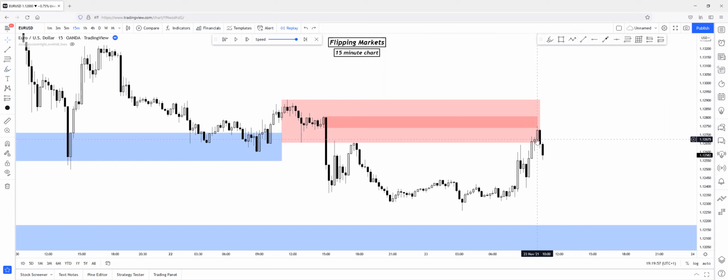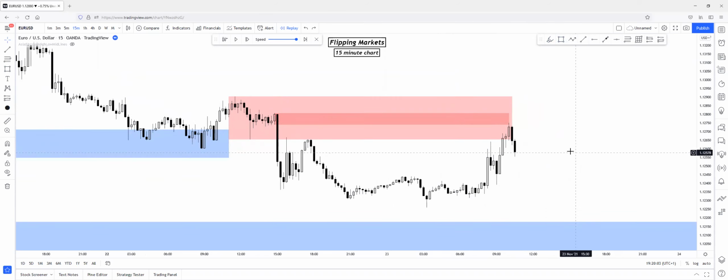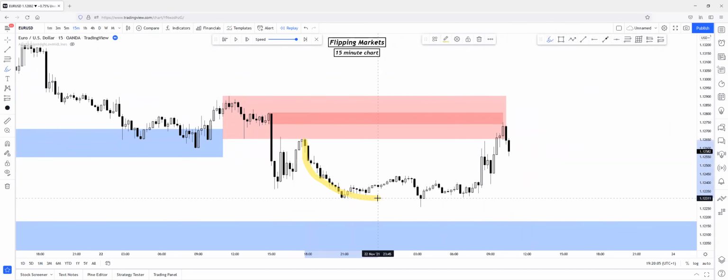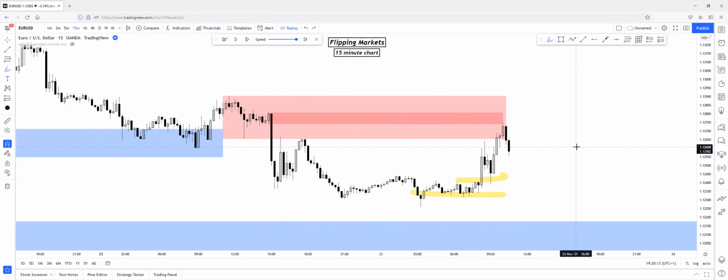We have to find all of the supply and demand zones on the 15-minute chart. Okay, so let's begin. As you can see, these zones are mitigated by the following price action, so this upside price action. So we will have to find the demand zones.